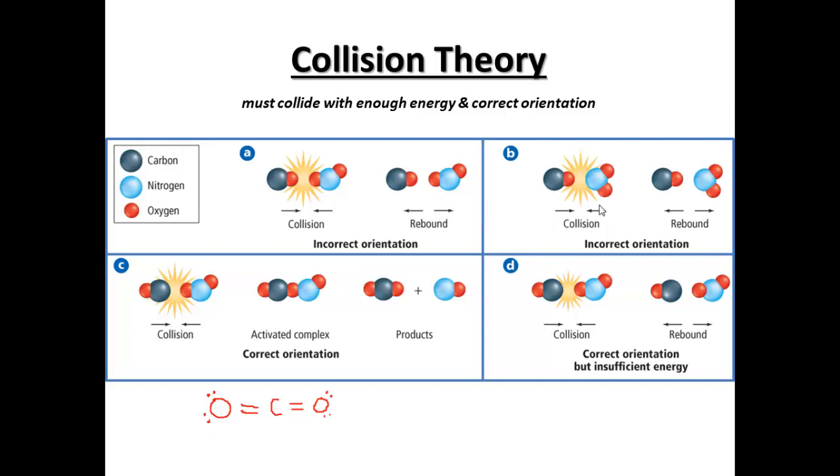Over here, it's kind of the same thing. This oxygen from the carbon, it's not going to form a bond with the nitrogen. It would be too unstable for this oxygen to leave this bond and form a new one. So it would just rebound off again. Incorrect orientation. Now we might have an instance where we do have the correct orientation, but they're going so slow that no reaction is actually going to take place. No transfer is going to take place because there's not enough energy to break this bond.